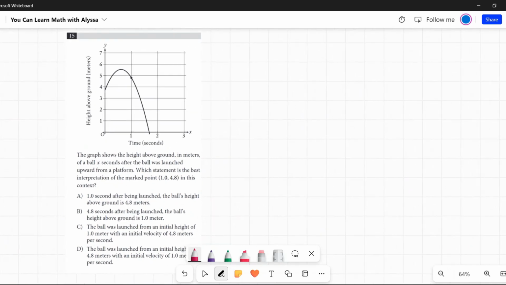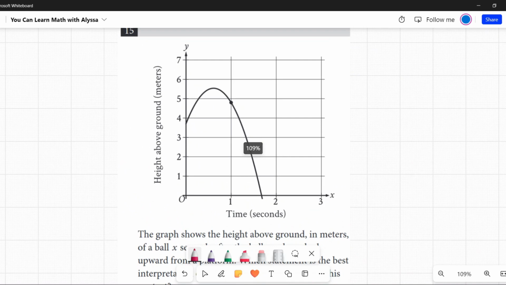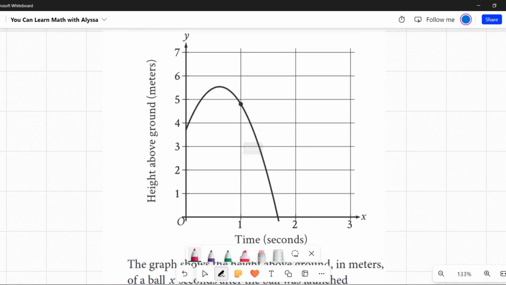Number 15. The graph shows the height above ground in meters of a ball x seconds after the ball was launched upward from a platform. Which statement is the best interpretation of the marked point (1.0, 4.8) in this context? Now, before we look at the answers, let's just look at this graph. It was launched off a platform, it goes up, and then it comes back down. This is our height, so this is showing it got up to about 5.5 meters.